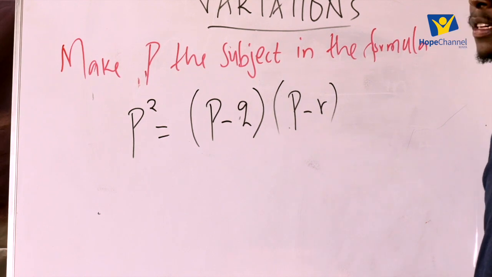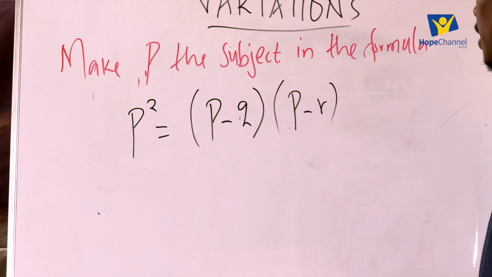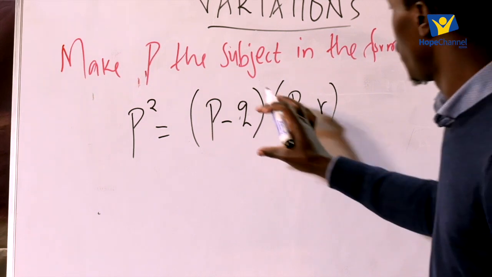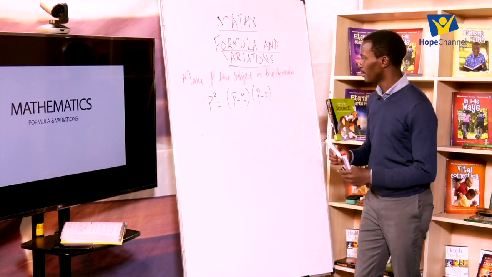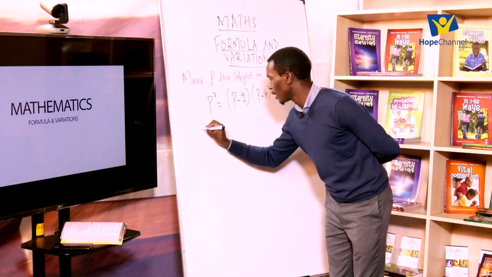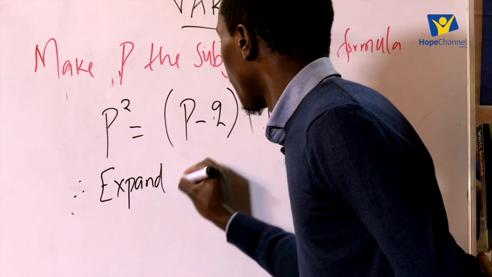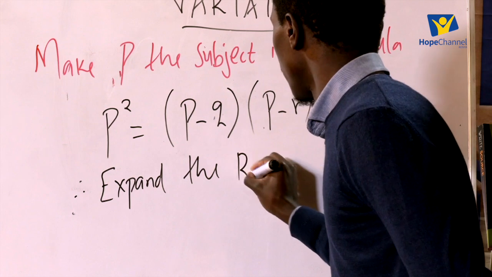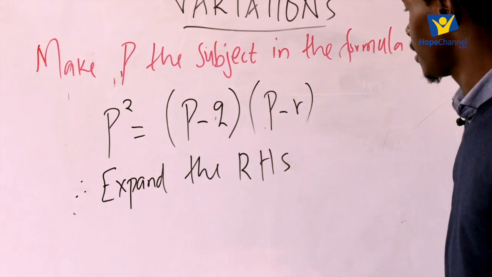So the first thing is, of course, the right hand side, we open the brackets by expansion. So by expansion, we mean you multiply the first bracket with the second bracket. So the first thing, number one, expand the right hand side, the RHS is right hand side.